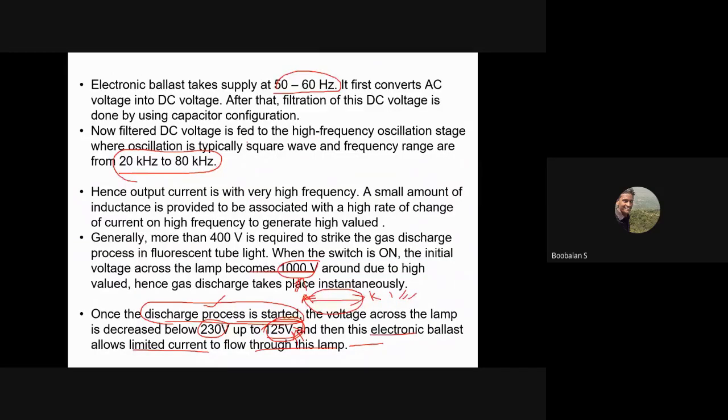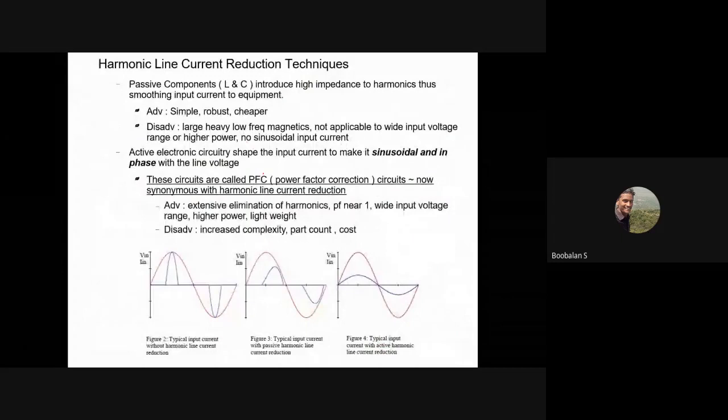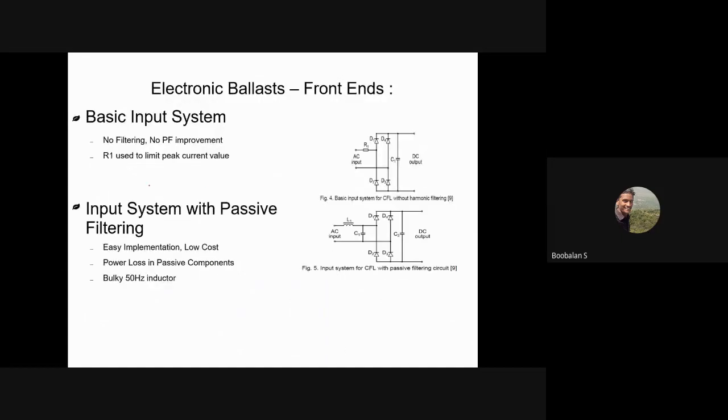That's why I'm going to focus on it now. So this is what it is. Electronic ballast, front end: no filtering, no power factor improvement.